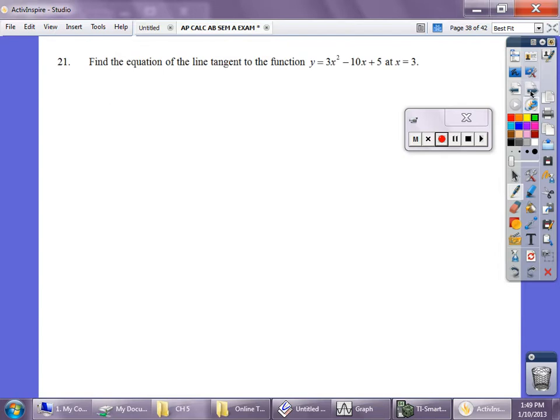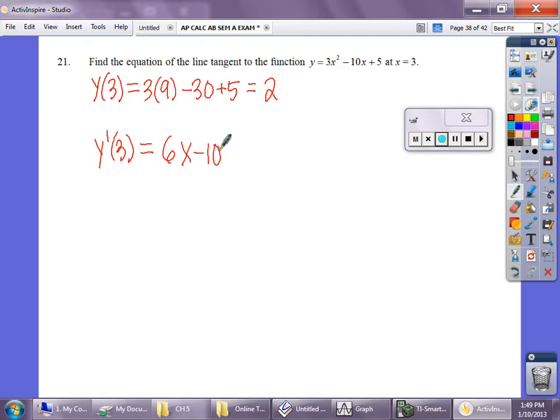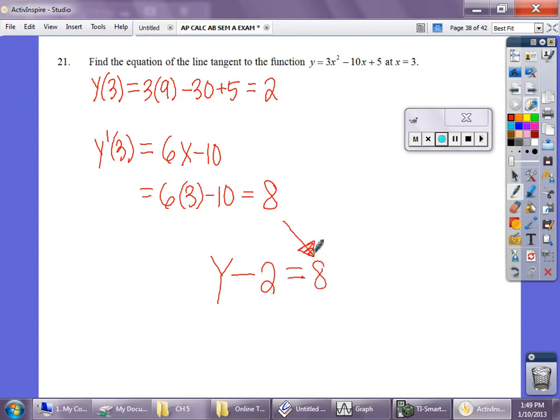So 21, find the equation of the tangent line at x equal to 3. So I need y of 3, which would be the point. So I get 3 times 9 minus 30 plus 5. And we get 2, I hope. 27, negative 3, 5, 2. All right. Then I need the derivative at 3. So the derivative would be 6x minus 10. The derivative at 3 would be 6 times 3 minus 10. 18 minus 10 gives me 8. So the equation of the tangent line would be y minus y1 equals the slope, f prime, times x minus x1.